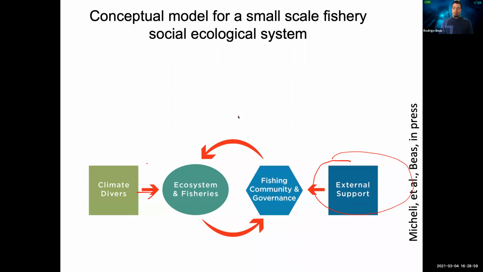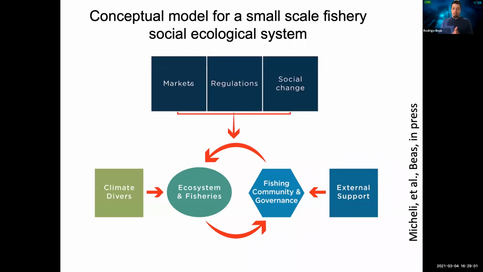And on top of that, we have these guys over here that are influenced by international markets, international regulations, and the acceleration of social change that we are experiencing today. For example, society and their needs have changed drastically in the last year, right? Being at home and behaving completely different to what's normal. So these are things that we have to consider.